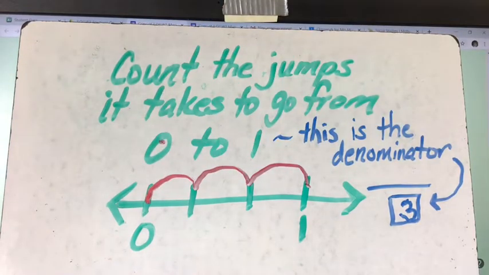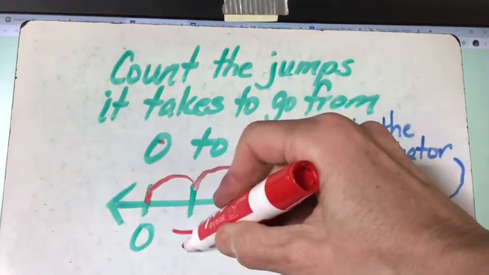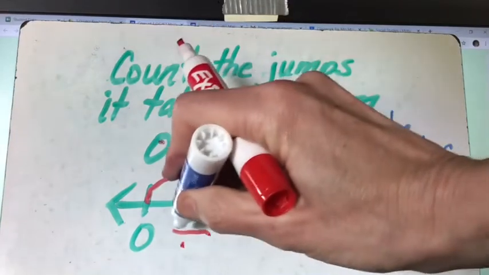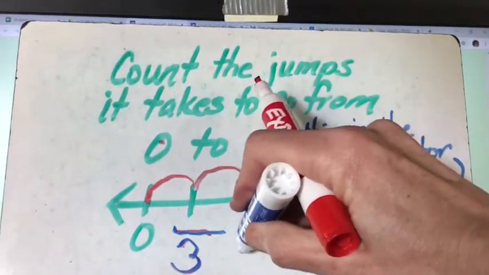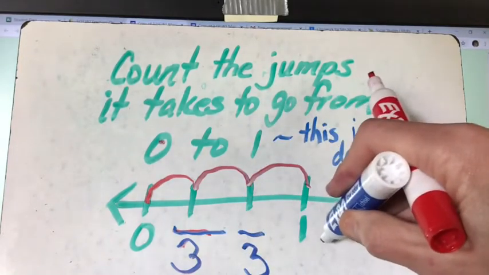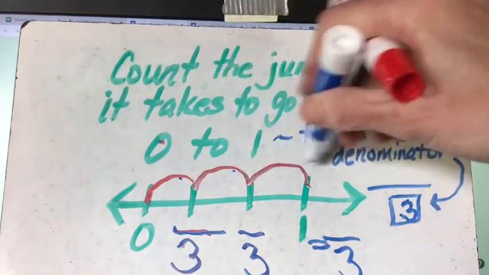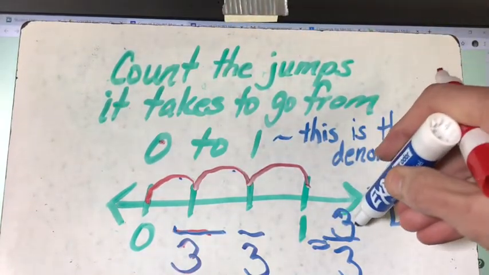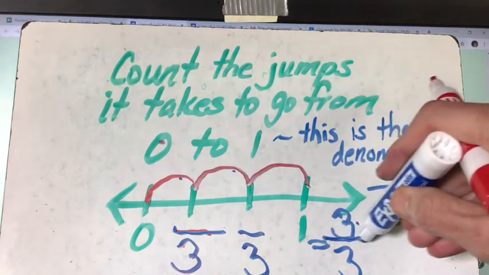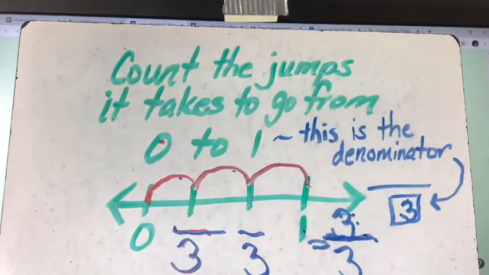My 3 goes on the bottom. Oops, I'm going to put it in blue. Sorry about that. All right, so something over 3, something over 3. My 1 is the same as 1, 2, 3 jumps over 3. To get the number 1, I need the same number over the same number. Fraction bar means divide, so 3 divided by 3 is 1.